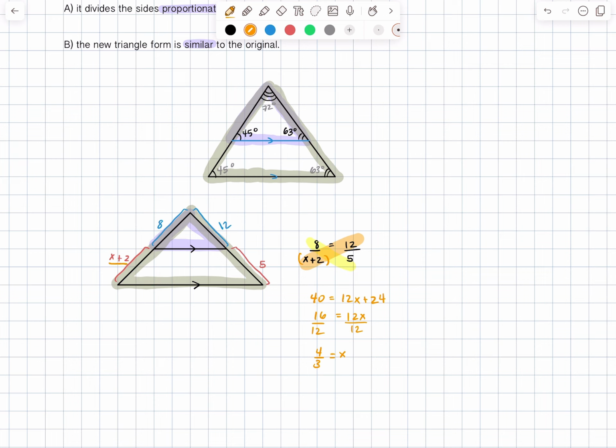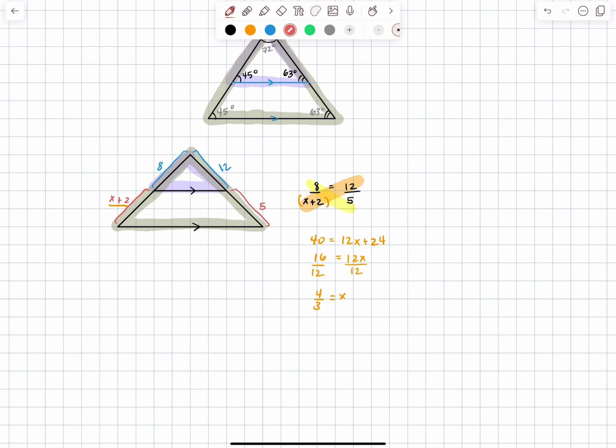So this side is going to be 4 over 3 plus 2. Let me try again with this color. 4 over 3 plus 2. Try to get the same denominator, so I'm going to multiply 2 by 3 over 3. That gives me 4 over 3 plus 6 over 3, which is 10 over 3. So this whole side, this pink side, equals 10 over 3.